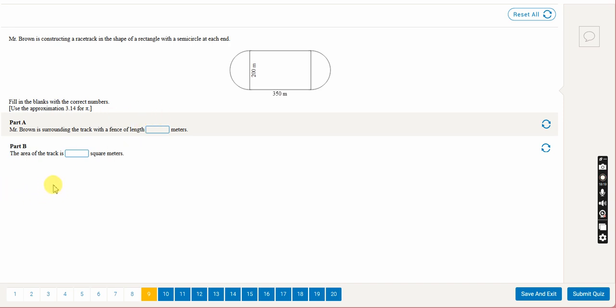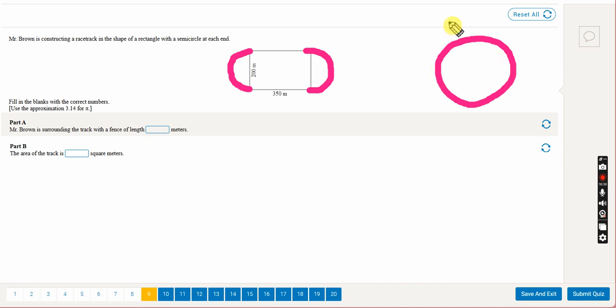So here, Mr. Brown is surrounding the track with a fence. So what are we doing? We're only covering the outside part. So we're just going to get the circumference of the circle, which gives us the outer border of the circle, which will complete this area and this area. So the circumference is actually the outer boundary of a circle. We have 2 parts of a circle, right? It will complete a circle. So we just find the circumference of this, 2 pi r.